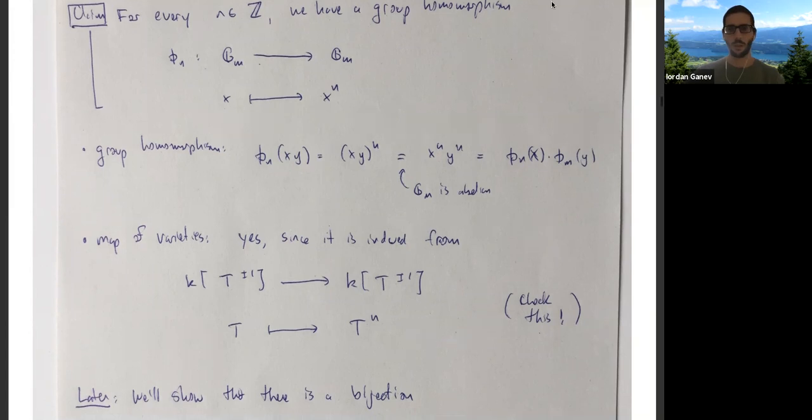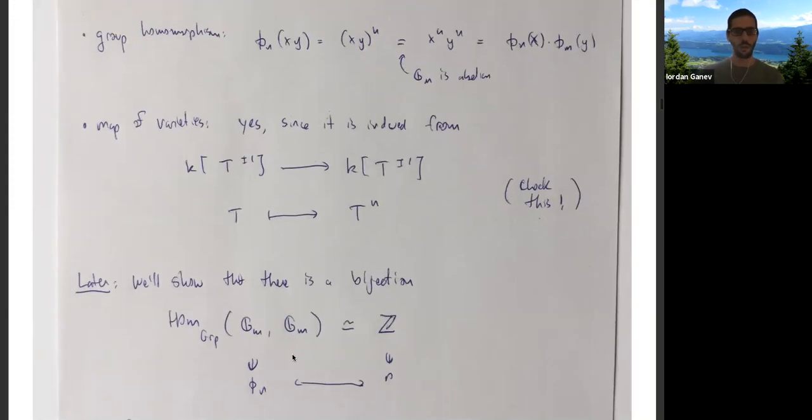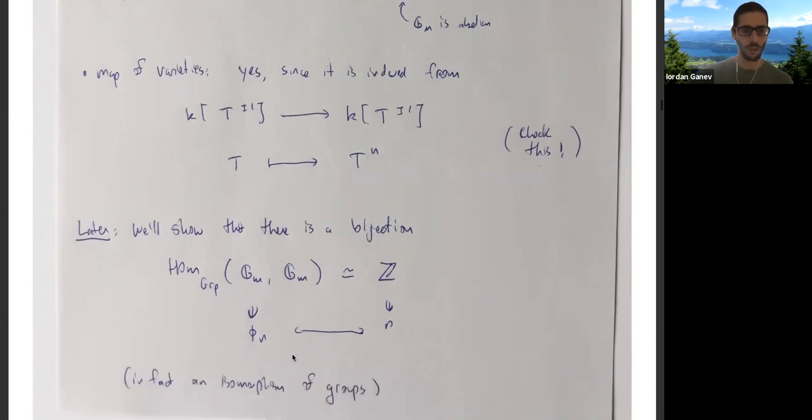So we might not get to it today because actually we're going slower than I thought, but we'll show that any group homomorphism from GM to GM is of this form. So just going to a power, taking everything to a power. Okay, so maybe we'll get to that today.